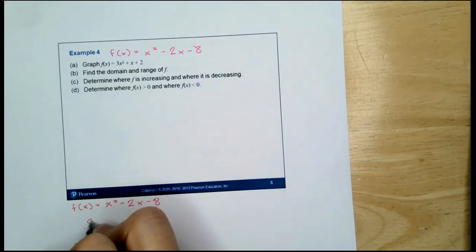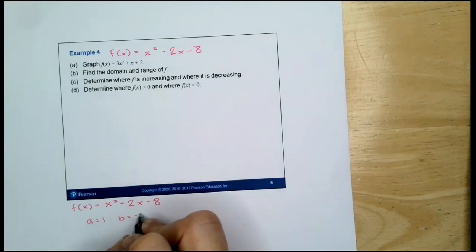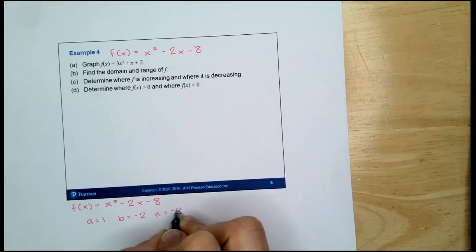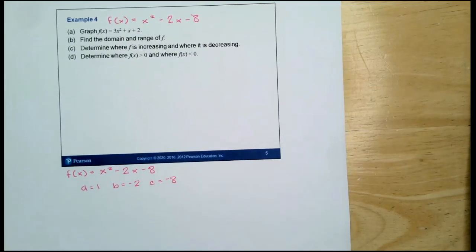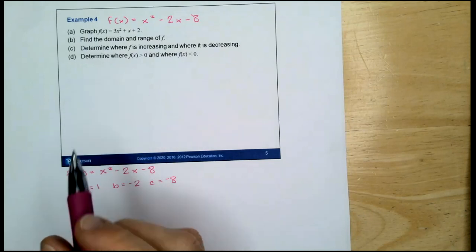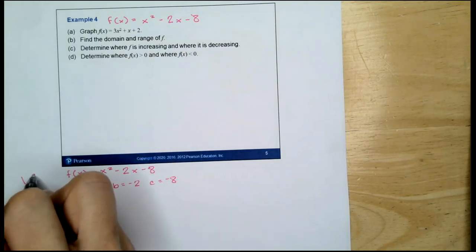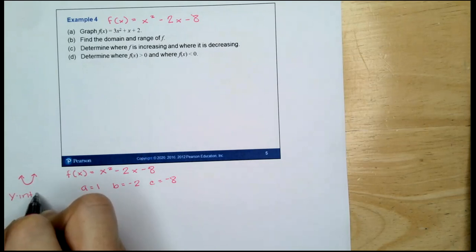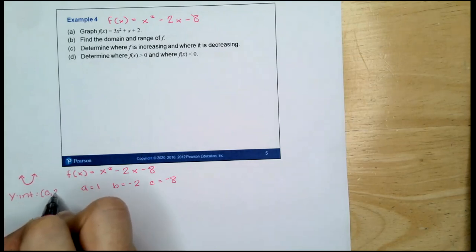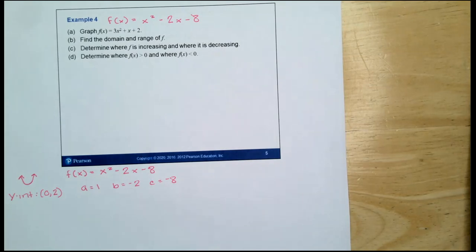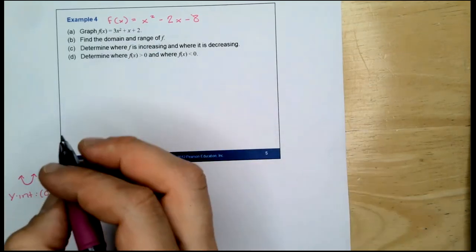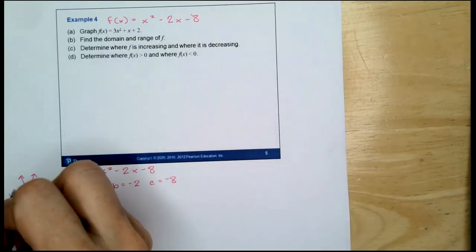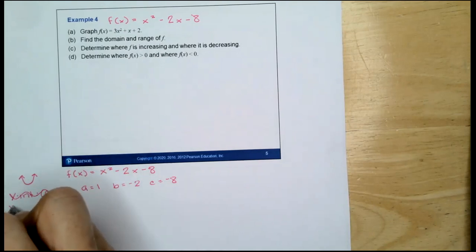Good. A is 1, B is -2, and C is -8. Right? It is concave up. I was looking at that one again. It's concave up. It has a y-intercept at 0, -8.